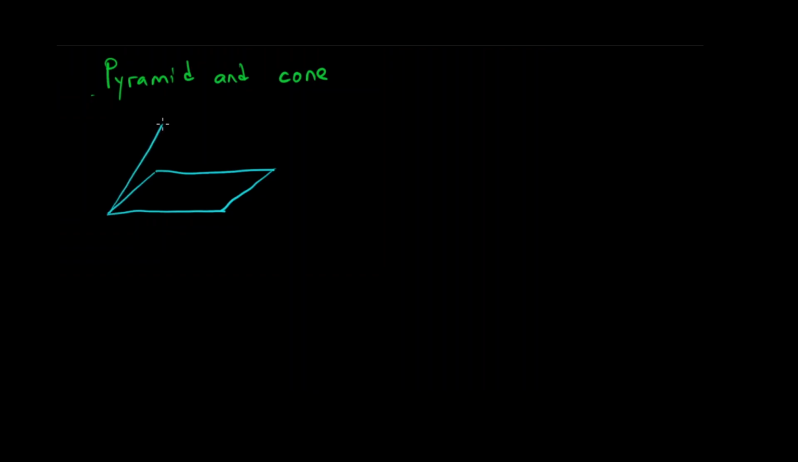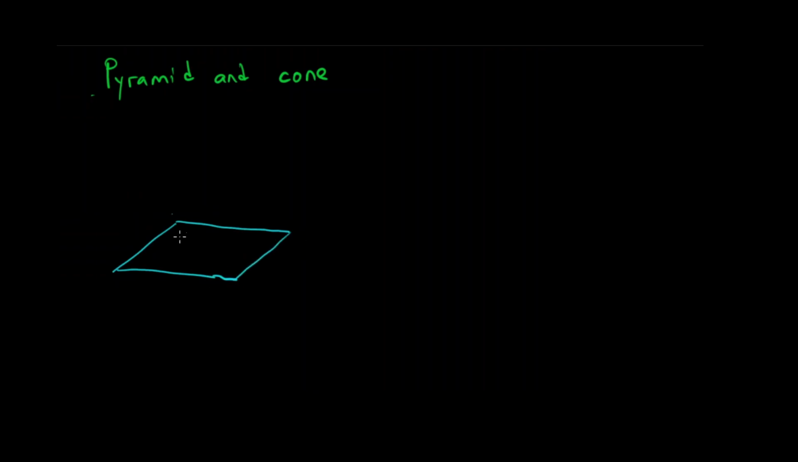So this is a pyramid. Let me redraw it where we have more space. So it's going to have a rectangular base. Very important to note. Then we are going to draw lines from every vertex like this.